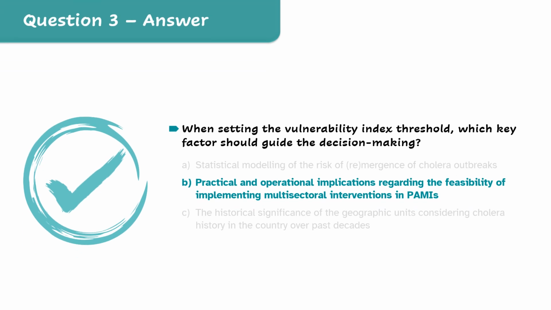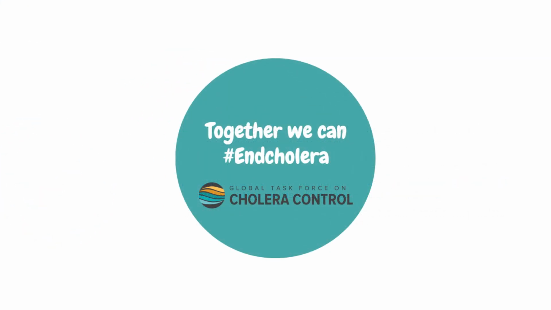The correct answer is B. The key factor that should guide the decision-making on the vulnerability index threshold is the practical and operational implications regarding the feasibility of implementing multi-sectoral interventions in PAMI. We have now completed this module.